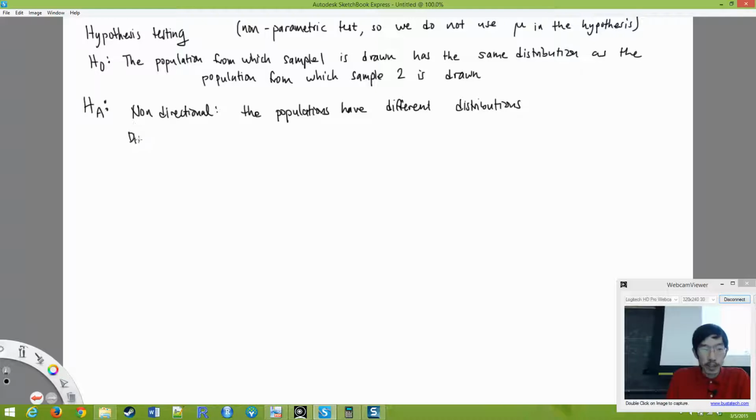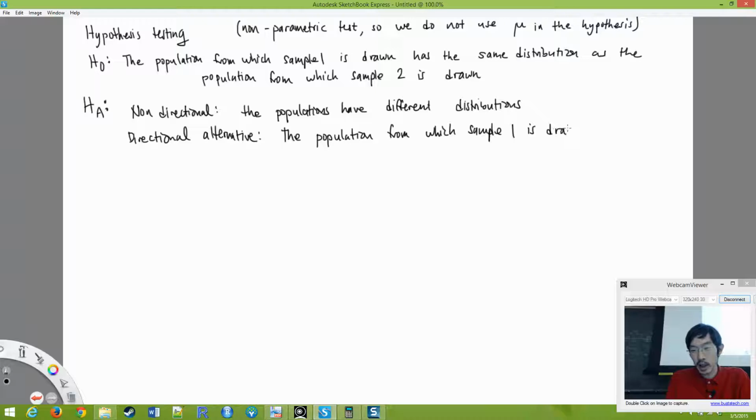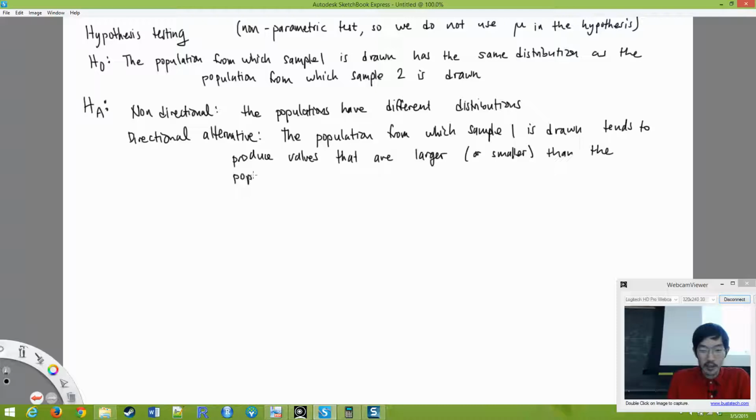Or you could have a directional alternative. And that would be the population from which sample 1 is drawn tends to produce values that are larger, or smaller if you have the other direction, than the population from which sample 2 is drawn.